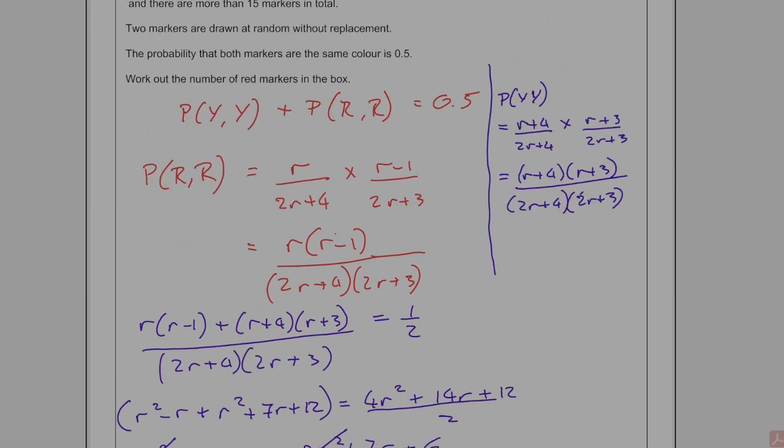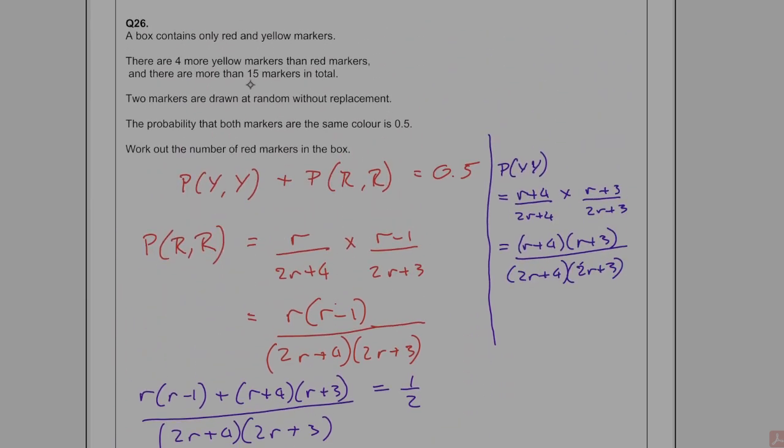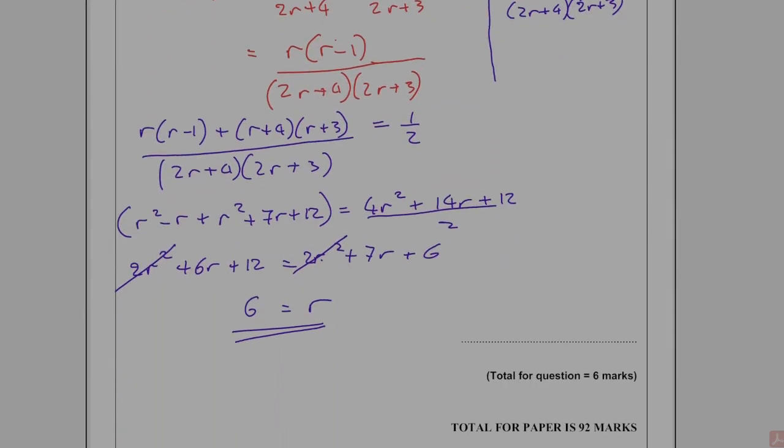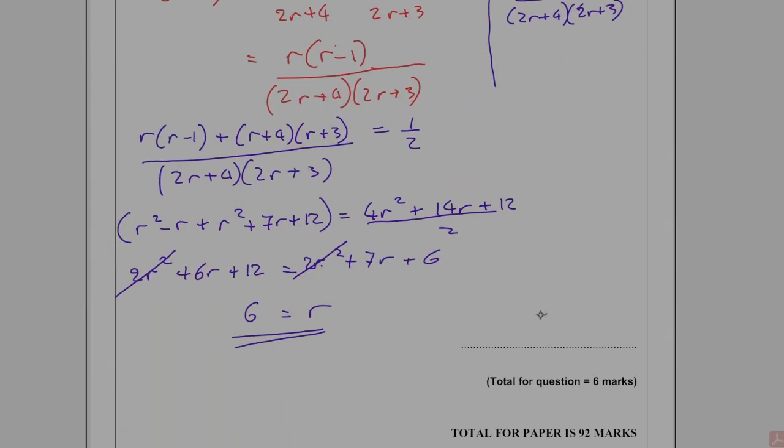I've just had a bit of a panic though, because there are more than 15 markers in total. Just checking though, there are 4 more yellow markers than red markers. So that would mean actually in the box there are 6 plus 6 plus 4, which would give us 16. So we have got more than 15 markers in the box. So R would be equal to 6.